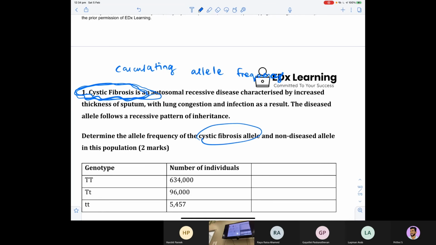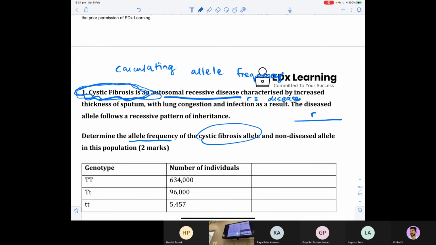Any idea how we go about this? Any of our mathematicians? What is a cystic fibrosis allele, everyone? Is it the capital R or the little r allele? Good. They've told you it's an autosomal recessive disease. So little r equals disease. Does that make sense? This question is asking you, what is the allele frequency of the little r allele in the population?